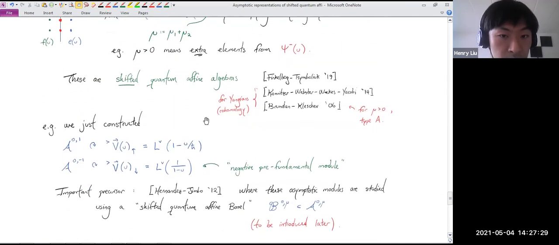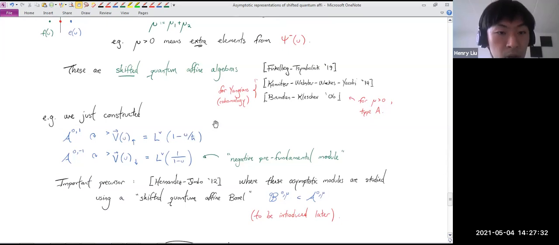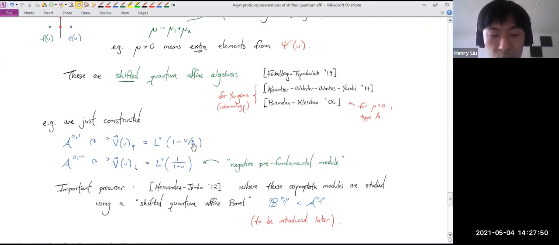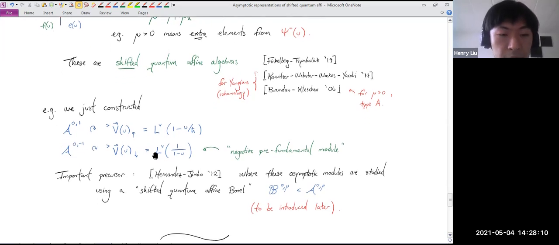So very concretely for us in our extended example, we've just constructed two different asymptotic modules for two different shifted quantum affine SL2s. The first one is this V up arrow. And I think I wrote somewhere earlier that that's the lowest weight. So it's the lowest loop weight module for the one shifted UQSL2 hat. And V down arrow is the -1 shifted UQSL2 hat. It's a lowest weight module for that thing.